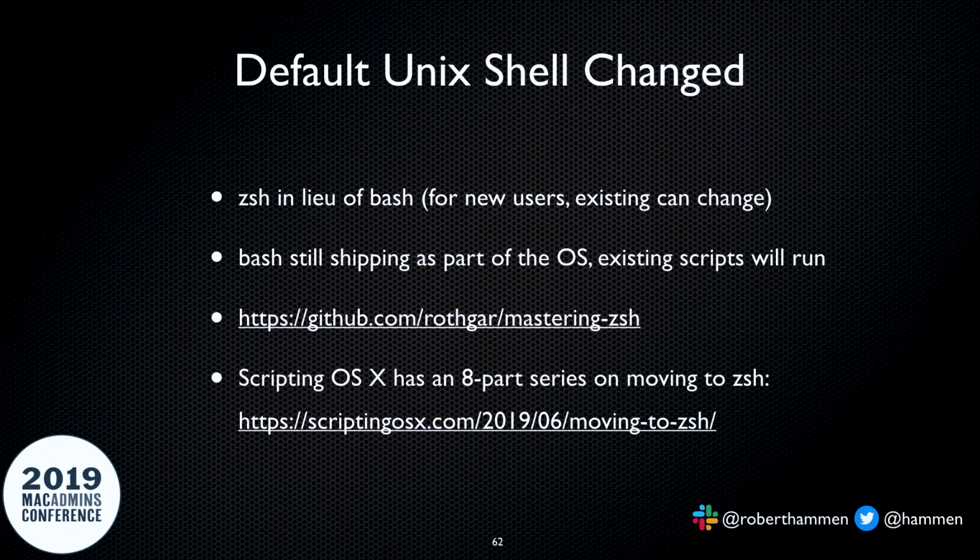The default Unix shell has changed on macOS. Now, it's gone from bash to ZSH. If you upgrade your machine, it's not going to change your default shell. You can use the chsh command to change the shell if you want. But if you set up a new machine, you're going to get ZSH as a default. Why did Apple make this change? Well, ZSH is newer. It's not based on the new GPL license. Your existing scripts will still run. You will probably want to start learning the differences. There are some good ones and some bad.